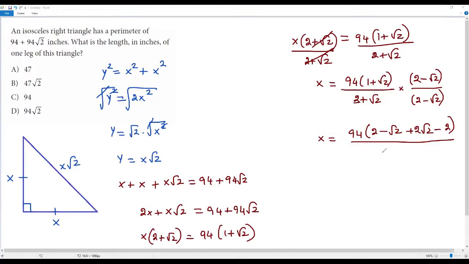In the place of a we have 2, so a² means 2². In the place of b we have √2, so (√2)², and the square root and square will cancel out. Then I'm getting x = 94 times, the positive 2 and negative 2 will cancel out. When I combine −√2 and positive 2√2, I'm getting just √2.